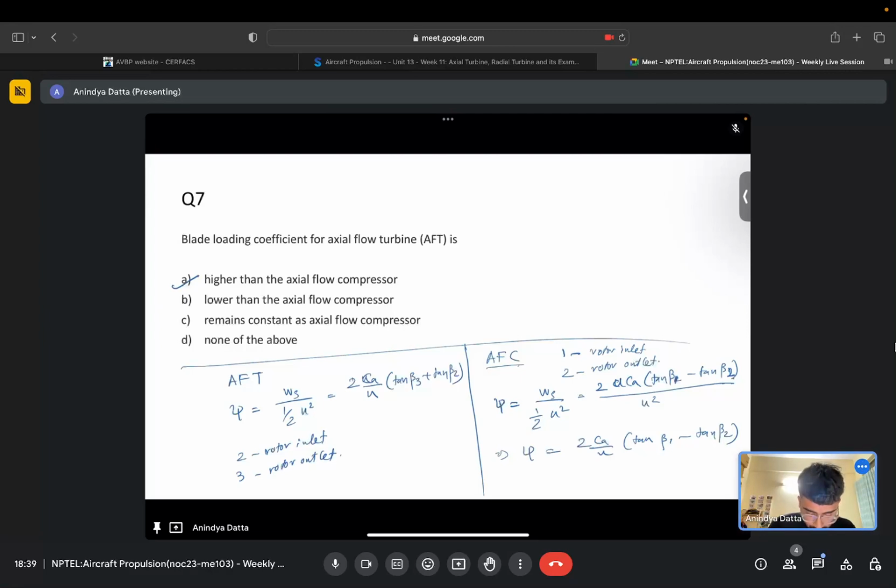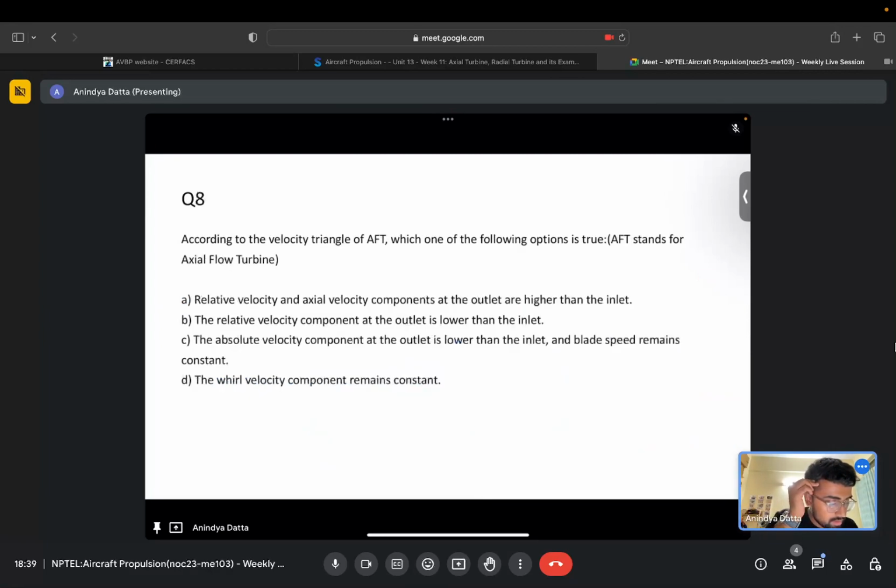Is that clear? Okay, you can move on. Question 8. So this is also related to the velocity triangle of axial flow turbines. We have to select which of the following options is true.